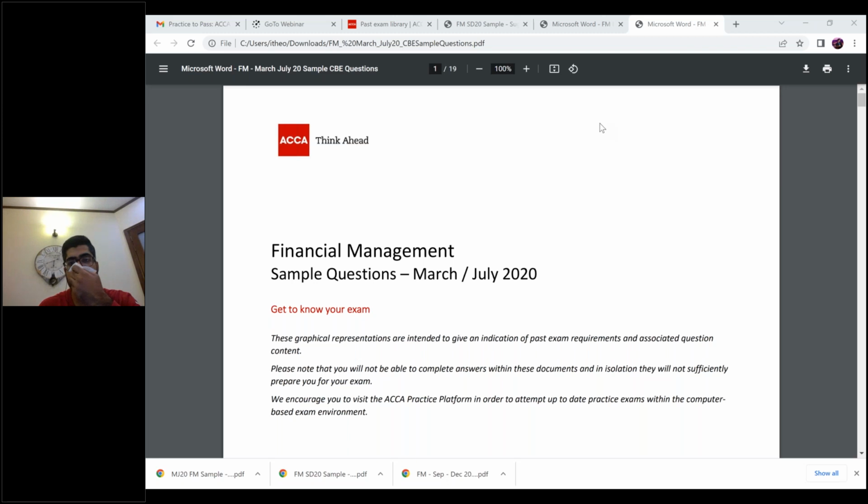So when I open the question, March-July 2020, as I've told you in the first class, there is again the instruction screen. You must carefully read these instructions while doing your exams, because you will get an idea how things work.